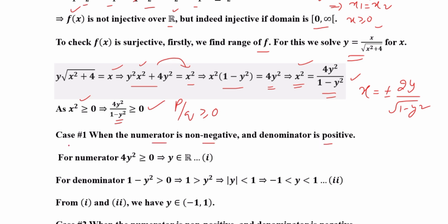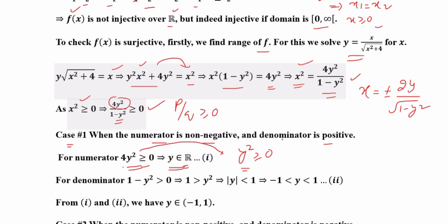Case number 1. For the numerator, what is the numerator? Numerator is 4y square. So by taking 4y square greater than or equal to 0, this inequality holds for all real numbers. In other words, when you solve this inequality, this will become y square greater than or equal to 0, and all real numbers satisfy this inequality. So from here y belongs to R.